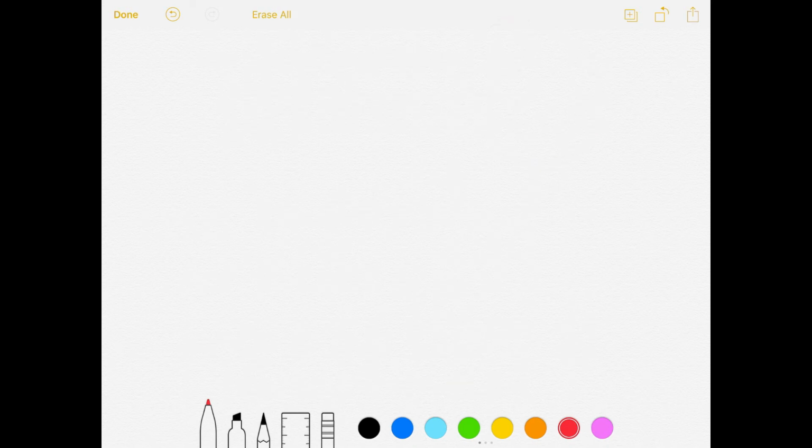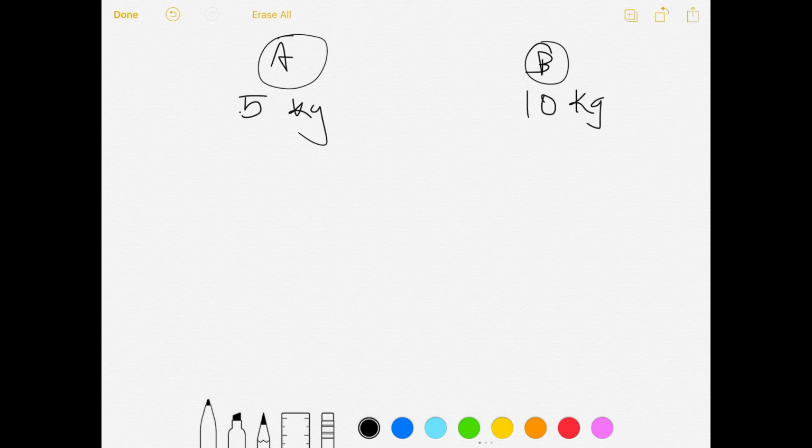You can take a simple example of two objects kept at a distance of 1 meter. Let us say that we have an object A and an object B. Let us take the mass of object A as 5 kilogram and the mass of object B as 10 kilogram. For the sake of simplicity, let us assume that the distance between their centers is only 1 meter. Now what will be the force in this case?